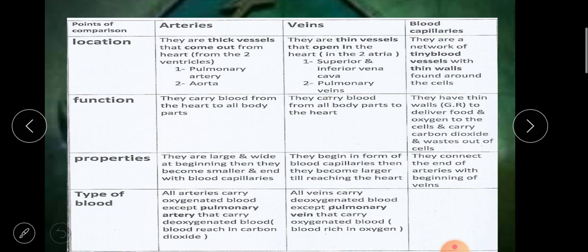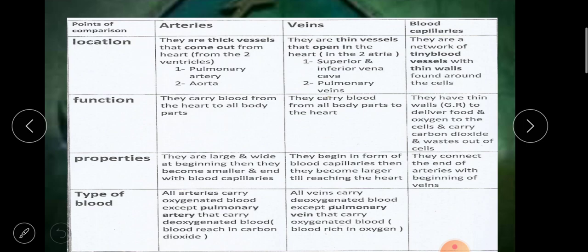The function of the artery is to carry the blood from the heart to all the body parts. The veins carry the blood from the body parts to the heart. And the blood capillaries, they have a thin wall. Why? To deliver the food and the oxygen to the cells and carry carbon dioxide and wastes outside the cells. What are the properties of the arteries? They are large and wide at the beginning, then become smaller and end with the blood capillaries. But the veins begin with blood capillaries and then become larger. The blood capillaries connect the end of the arteries with the beginning of veins.